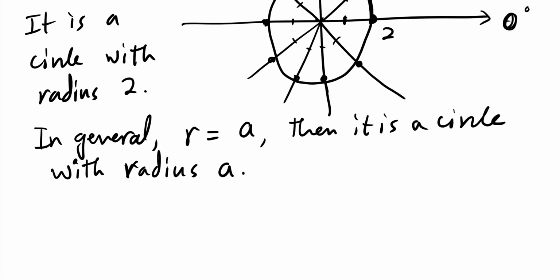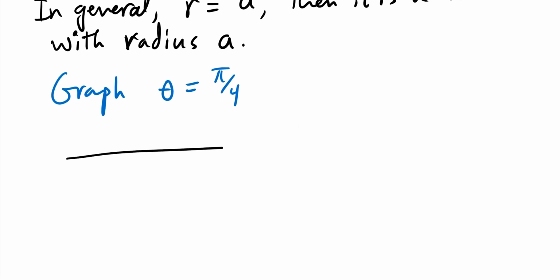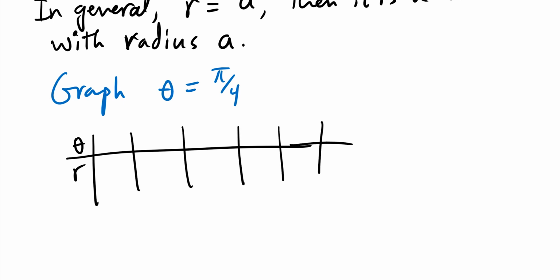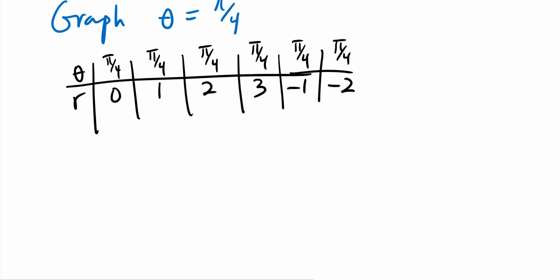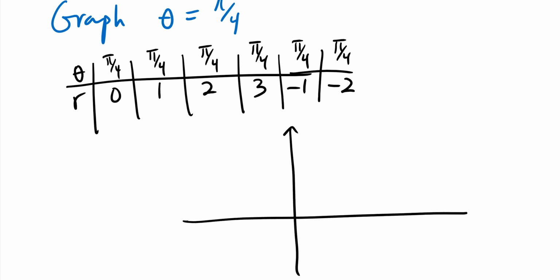What about if we graph theta equals pi over 4? Not just r equals a number, but theta equals a number. How is that going to look? You can do r theta or theta r, it doesn't matter. So theta is pi over 4, which means it's always going to be pi over 4 for theta. It doesn't matter what r is. It can be 0, you can take 1, 2, 3, even if you want to take negative 1, negative 2, it's fine. Now what we have to do is plot this on the graph. Let's see what we get.